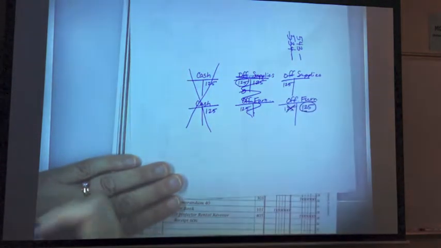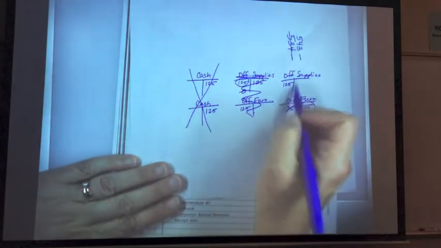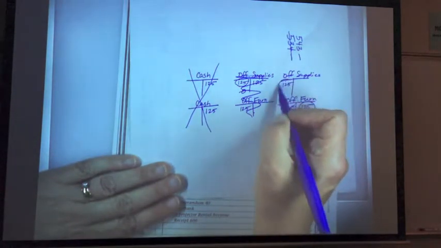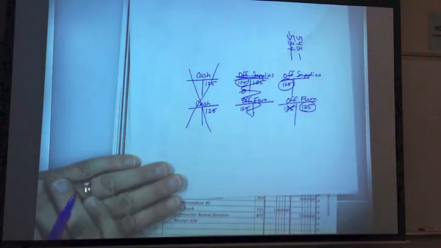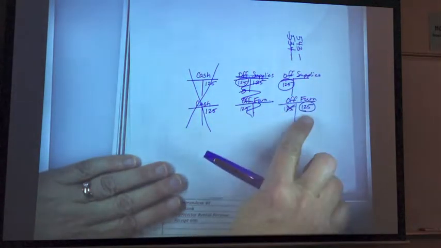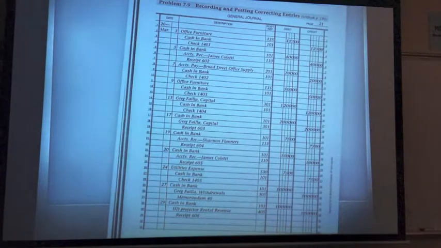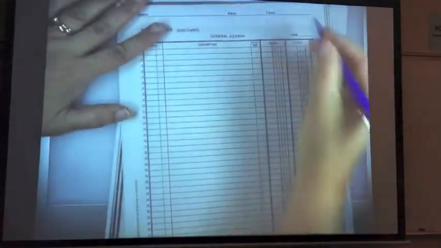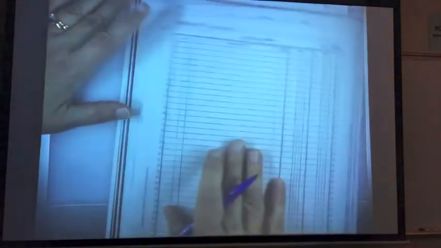That'll cancel that out. And then we didn't originally put $125 in office supplies, so I'm going to record a debit of $125 in office supplies. So using these two account names and these two amounts, I'm going to record a correcting entry. I would simply go to the next page of my journal. This happens to be 21, so I'm going to make this page 22.